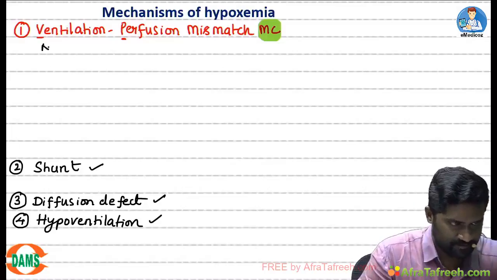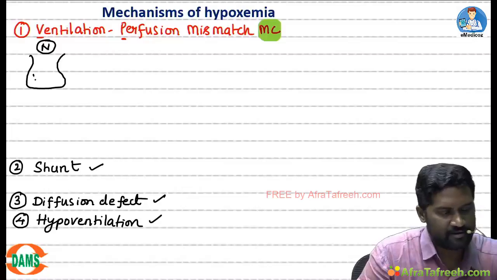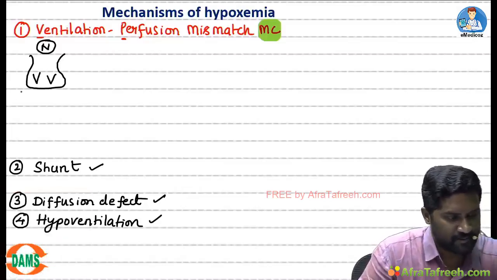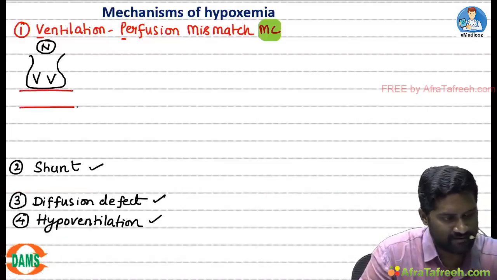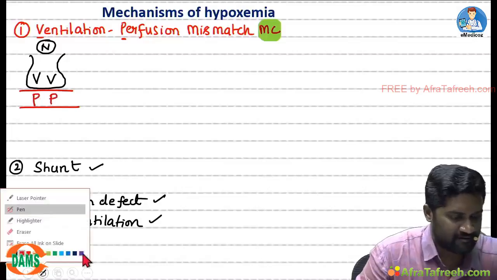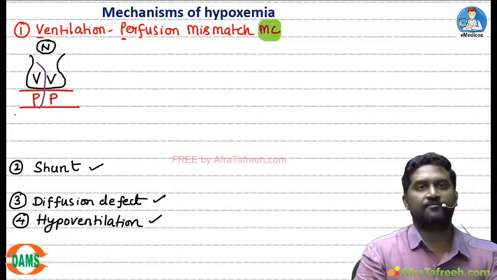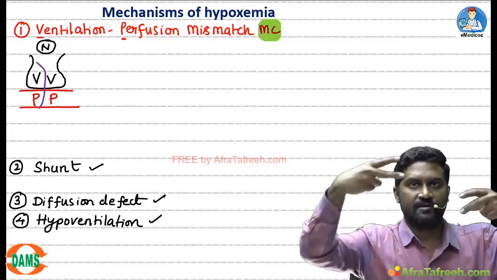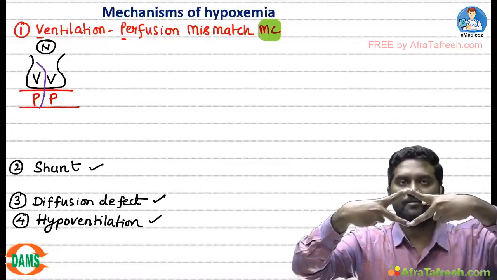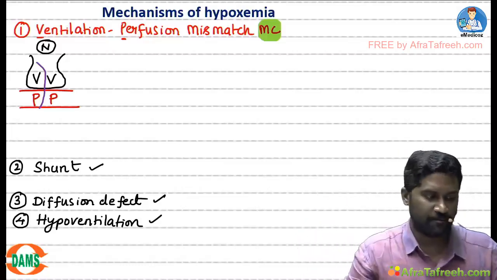First of all, what is normally happening? Normally, if this is your alveoli, it will have a certain amount of ventilation, and beneath this there will be a blood vessel with a certain amount of perfusion. For gaseous exchange to happen properly, ventilation and perfusion will generally match. If there are two ventilations in that image, there will be two perfusions.